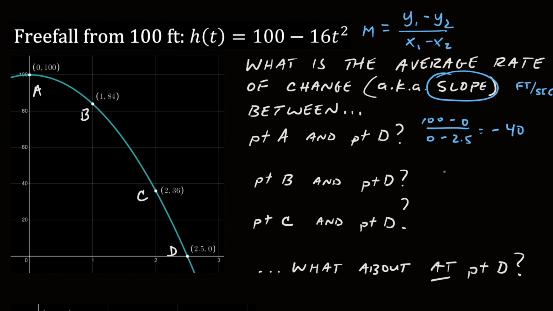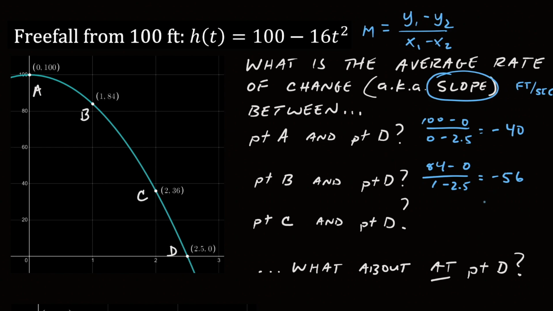Okay, between points B and D, we can do the same thing. In that case, we're going to have 84 minus 0 over 1 minus 2.5. When we simplify that and divide, we end up getting negative 56 feet per second. Shouldn't be any surprise, because as we're getting closer to Earth, the average rate of change is going to increase in terms of its speed. Its velocity is becoming more negative, but the speed itself is increasing. The negative just denotes that we're going towards the Earth.